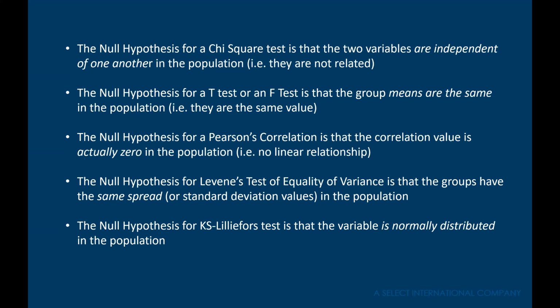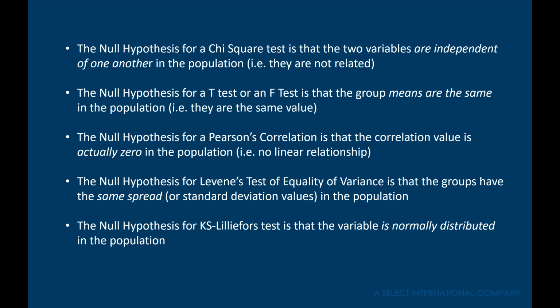The null hypothesis for a KS-Lilliefors test, which tests whether or not your data is normally distributed, is that the variable is normally distributed. So if the value is less than your alpha level, whatever that cutoff point is, if it's too small, you would reject the null hypothesis. You would say there's no evidence to show that this is normally distributed. This data is not normally distributed. So it's a situation where sometimes people want it to be non-significant.